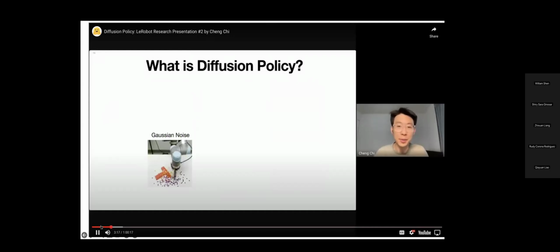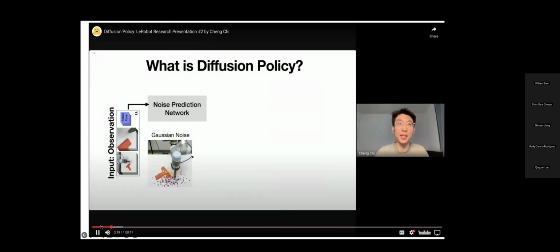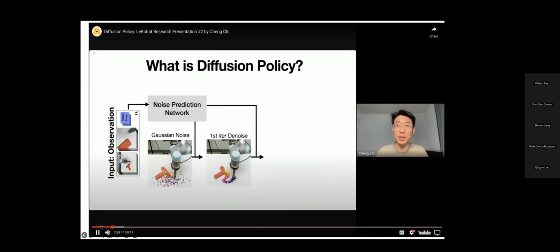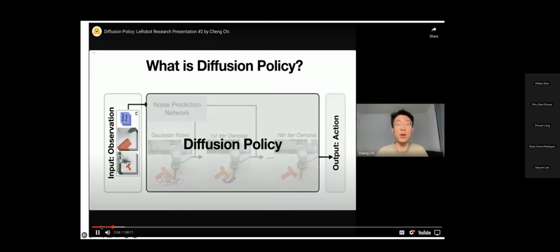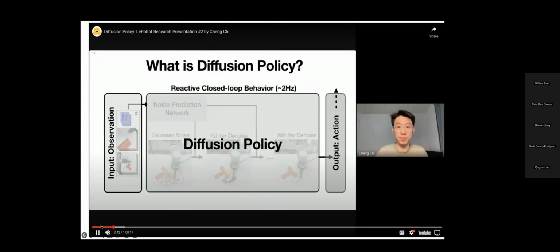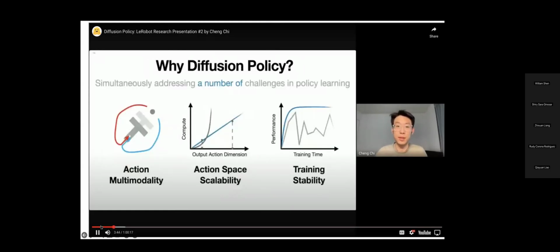Concretely, we start with Gaussian noise, and then a neural network is trained to predict the gradient of the action to remove the noise, conditioned on the robot's visual observation. After a few of these denoising steps, it will give us a clean and executable action trajectory. The whole denoising process is our policy representation. It repeats at 2 Hertz, resulting in a reactive closed-loop behavior. With this simple formulation, diffusion policy is able to simultaneously address a number of challenges in policy learning. And today I'll highlight 3 of them.